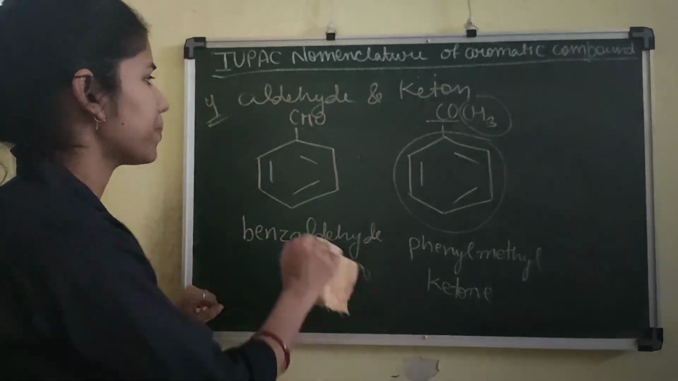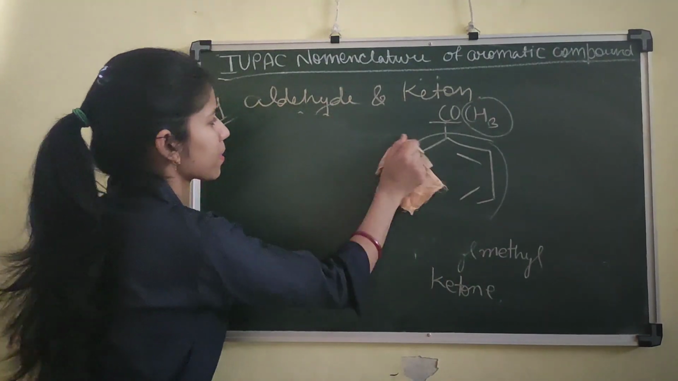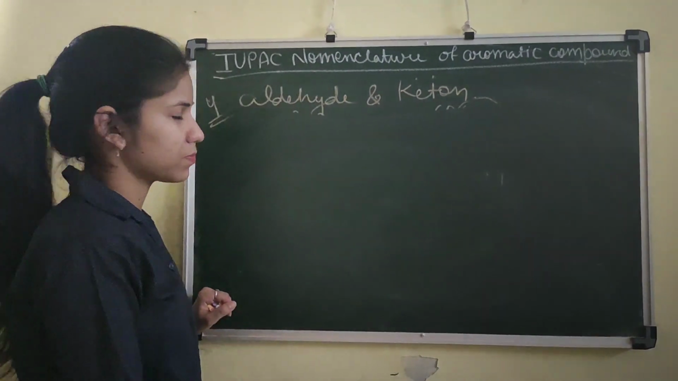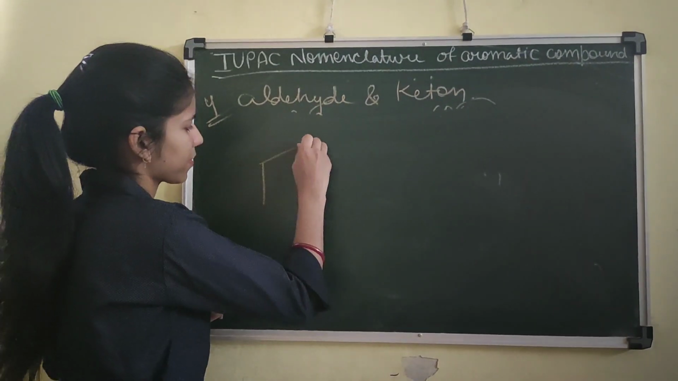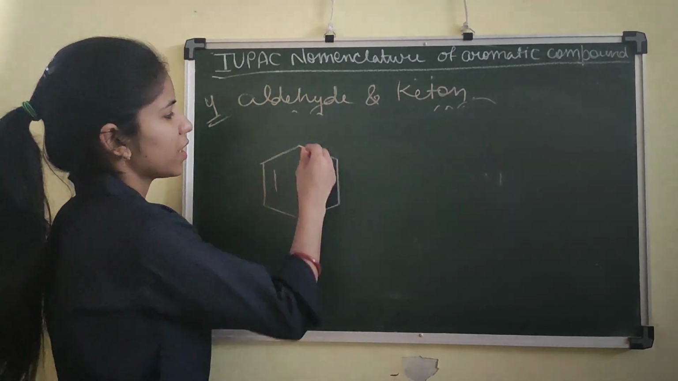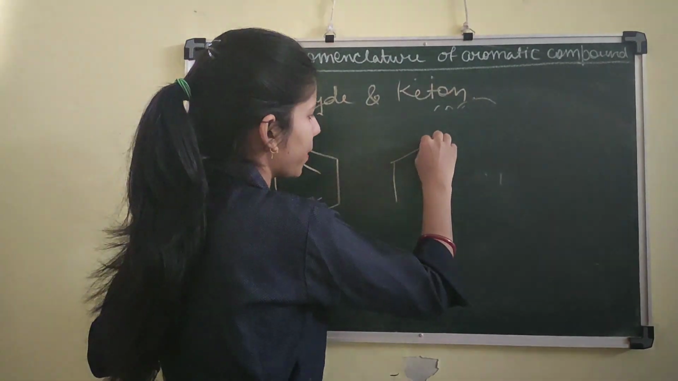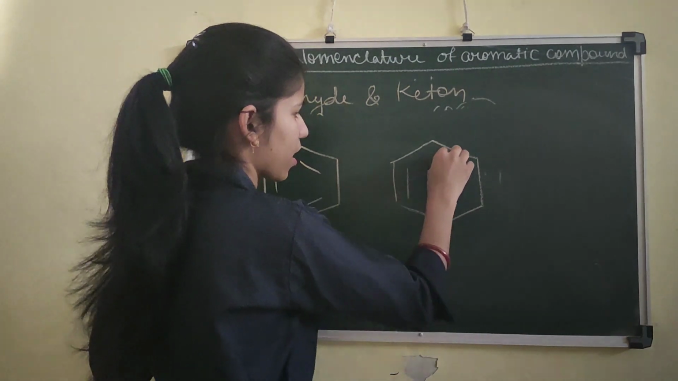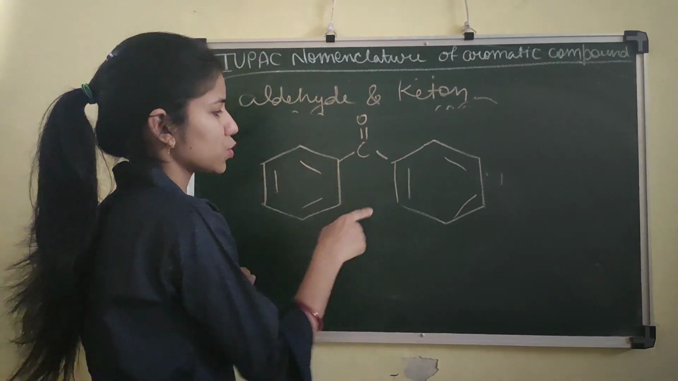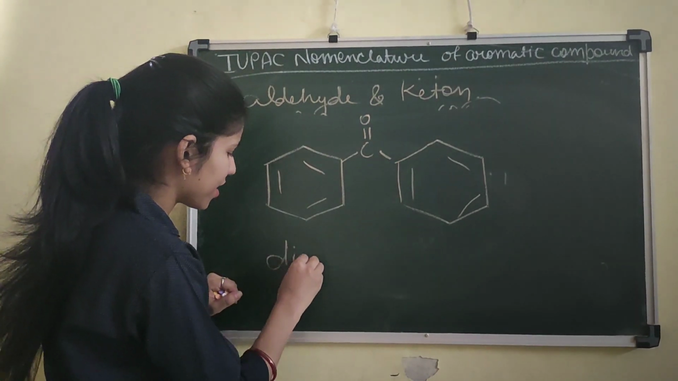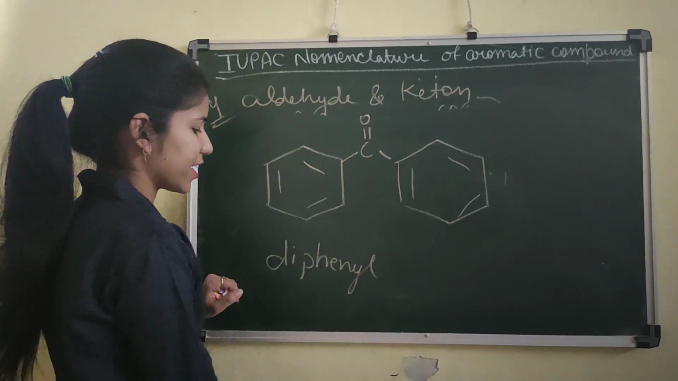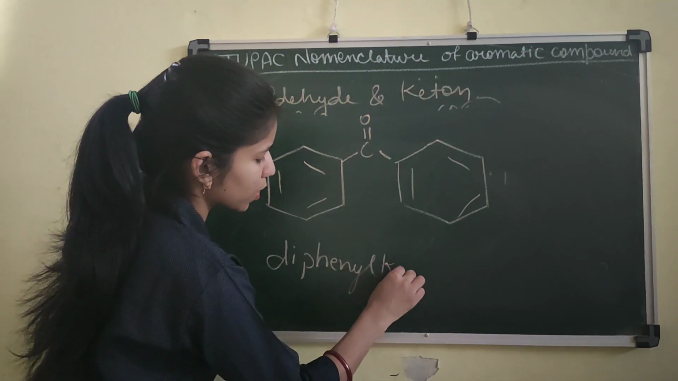Now the next example is a ketone in which two benzene rings are attached. So this is called diphenyl, because two phenyl rings are attached, and a ketone group is present, so ketone.